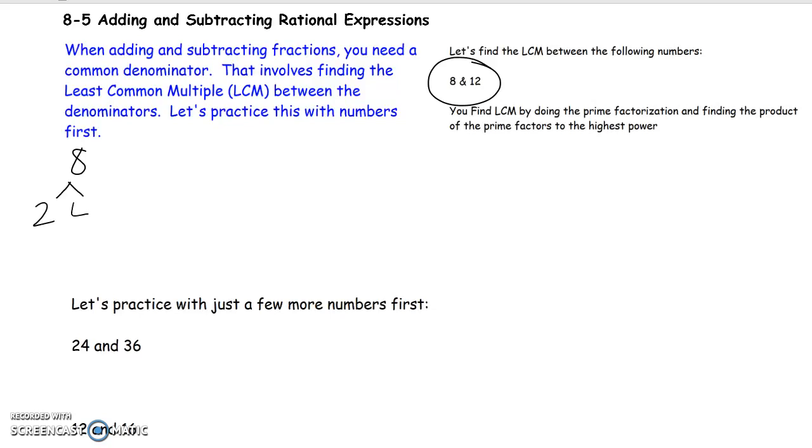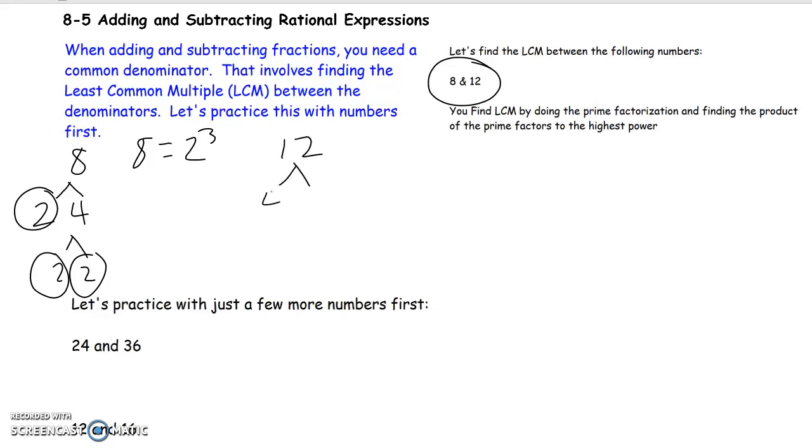So 8 is 2 times 4. And 4 can be broken down further as 2 times 2. So really, 8 can be written as its prime factorization as 2 cubed. Then for 12, 12 can be written as 4 times 3, and 4 is 2 times 2. So 12's prime factorization is 2 squared times 3.